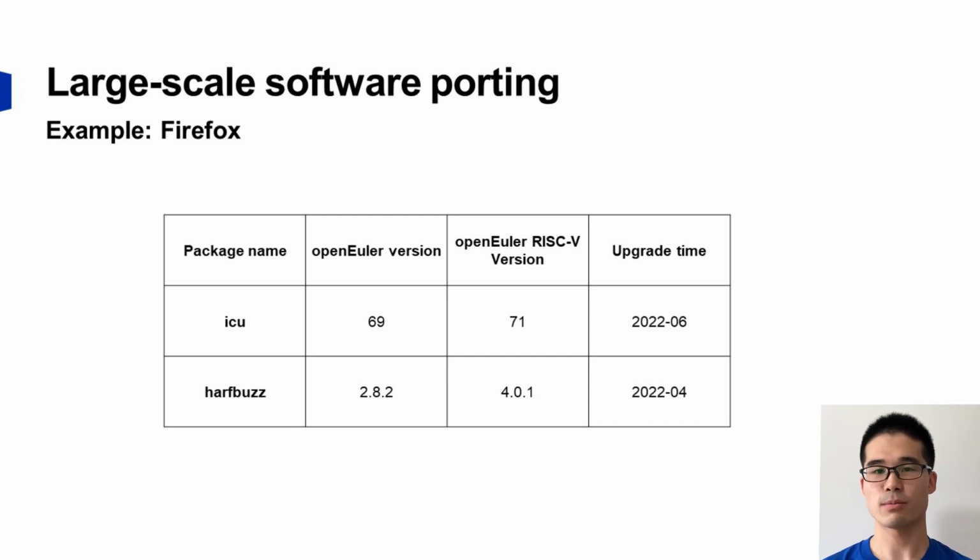For large-scale software, such as Firefox, porting requires a number of different factors, from base package versions to compiler toolchain support to graphics support. When we started porting in April last year, we upgraded both ICU and HarfBuzz ahead of time to lay the foundation for testing Firefox without system ICU. As a result, Firefox was quickly ported to openEuler, and a foundation was laid for further optimization.